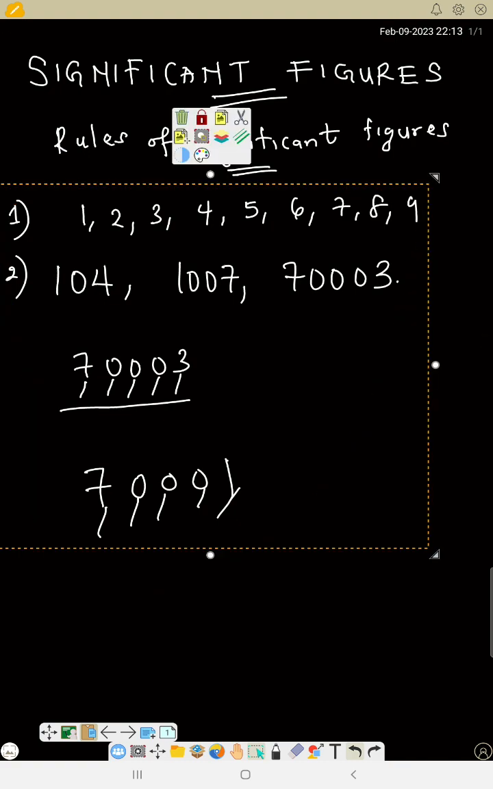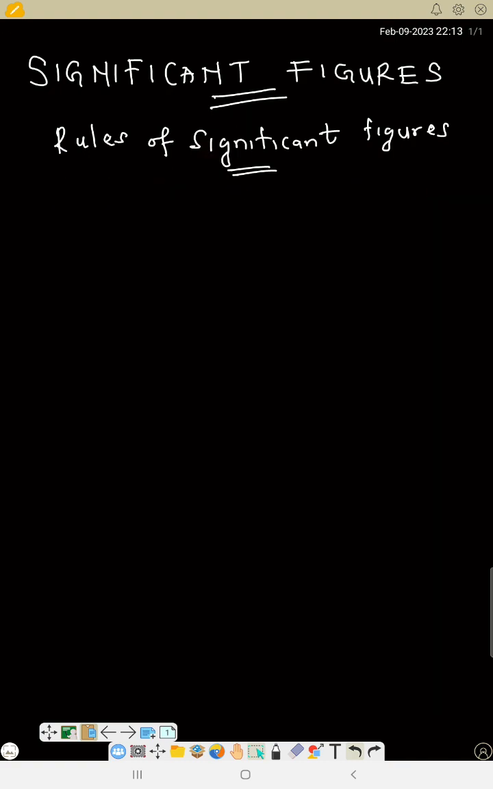Now rule number 3. Please take note of all these rules. Leading zeros are never significant. Leading zeros are never significant. That is, any zero that starts a number is never significant, whether with points or without points.